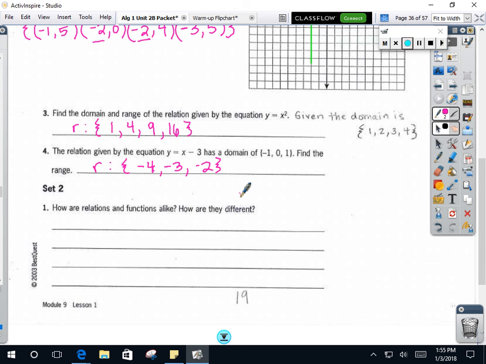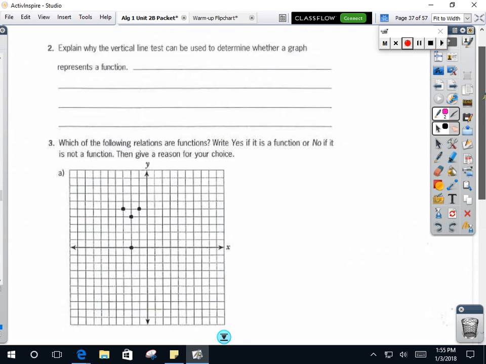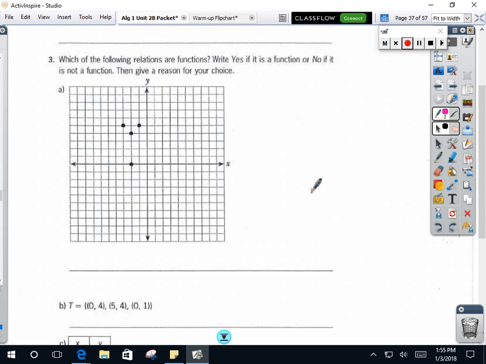Okay, now just for time purposes, we're going to skip the next one for today. Go to the last page, number 20, or page 20. All right, number 3. Which of the following relations are functions? Write yes if it is, no if it's not.